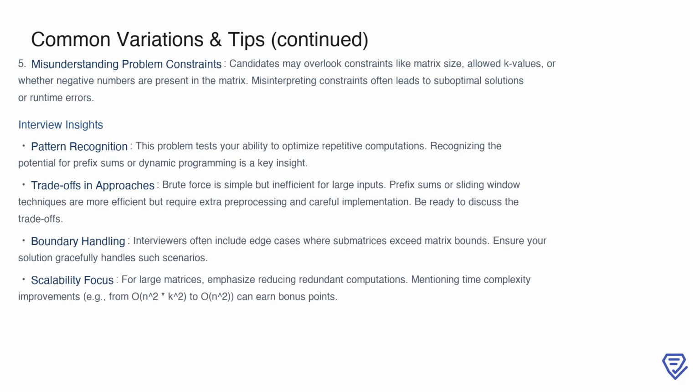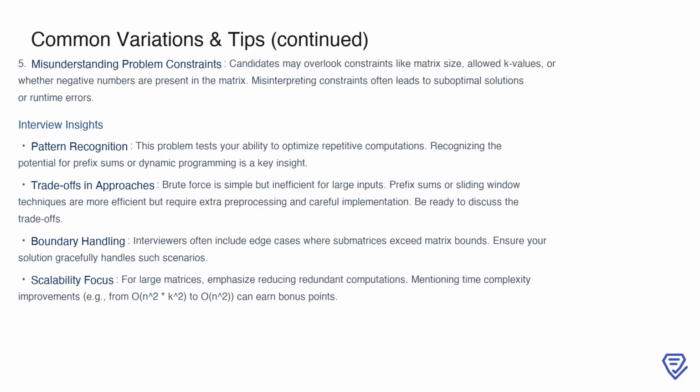Misinterpreting problem constraints is another common issue to be mindful of. Pay close attention to details like the matrix size, the valid range of k-values, or whether negative numbers are allowed. Overlooking these constraints may lead to inefficient solutions or runtime errors, particularly if your implementation fails to account for edge scenarios. Now, from an interview perspective, this problem is a great opportunity to showcase your ability to recognize optimization patterns.